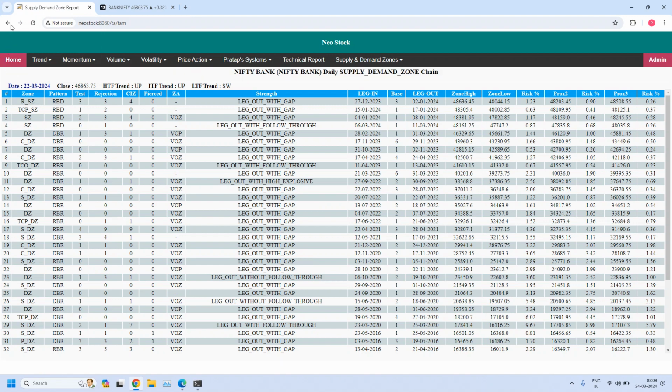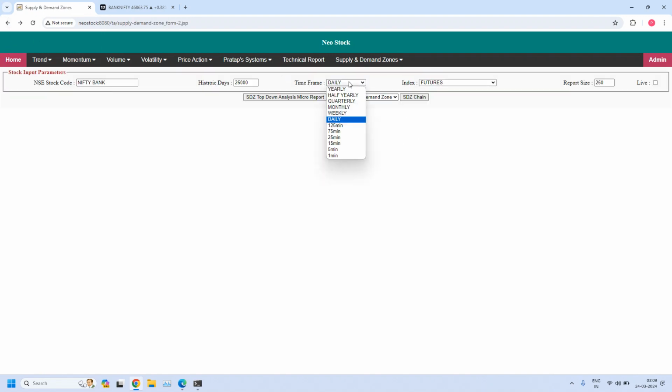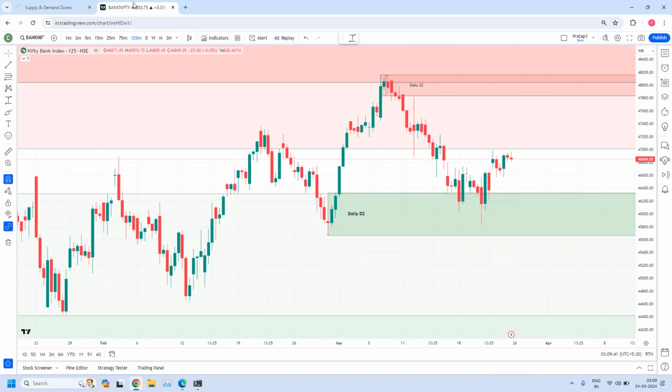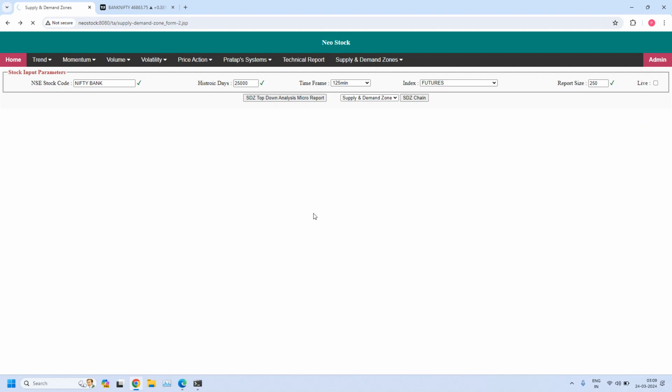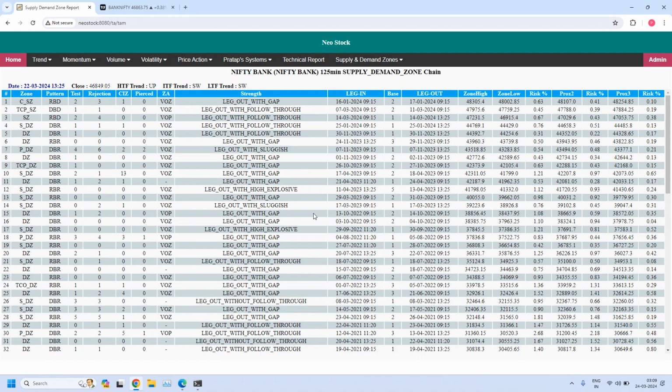So I am going back and changing the time frame to 125 minutes. Let me generate the chain. Meanwhile, what is the time frame? Okay, I already changed here. Okay, chain is ready.